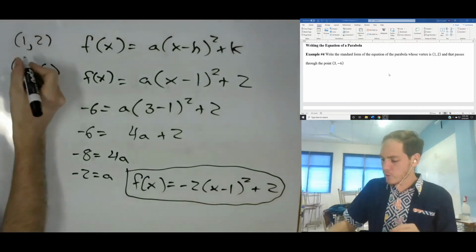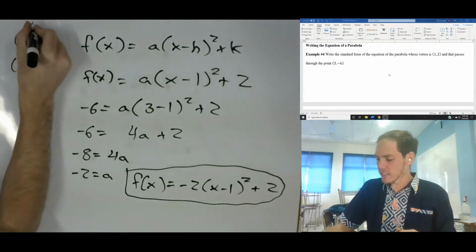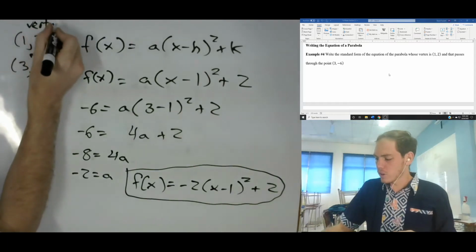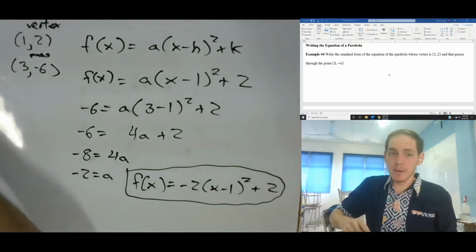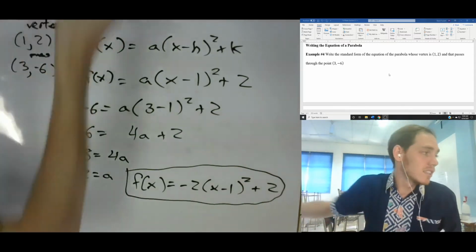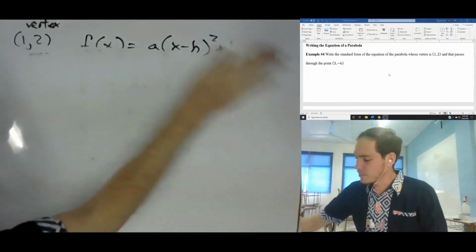So simply put, if we have a point it passes through, we just plug it in. The vertex, we plug it in. Okay? That is how you do that problem. We're on 6 minutes and 41 seconds, and I have to talk about maximum and minimum.